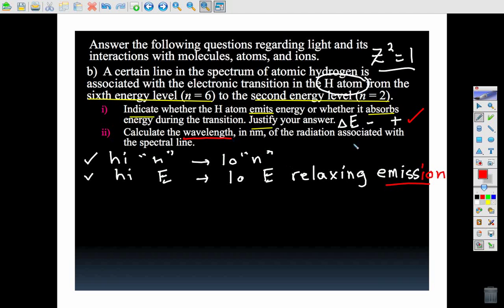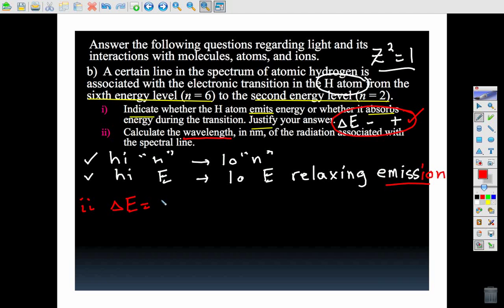Now, the next part asks us to calculate the wavelength. Well, in order to calculate the wavelength, we actually need to calculate that delta E. So you actually could have done part 2 before you did part 1. And if you didn't know part 1, you could have done part 2 anyway to get those points, and it might have led you to part 1. So always read every part of the questions. So part 2, I need delta E first.